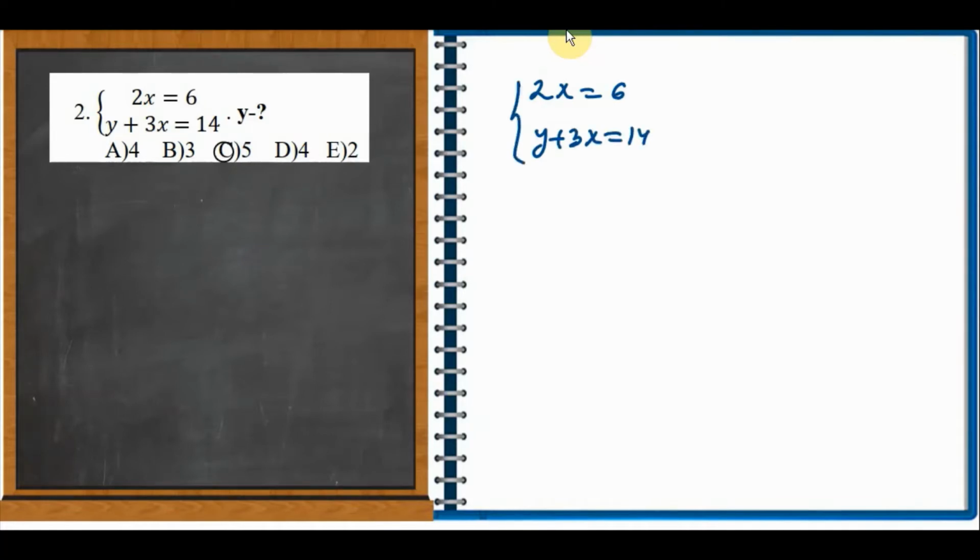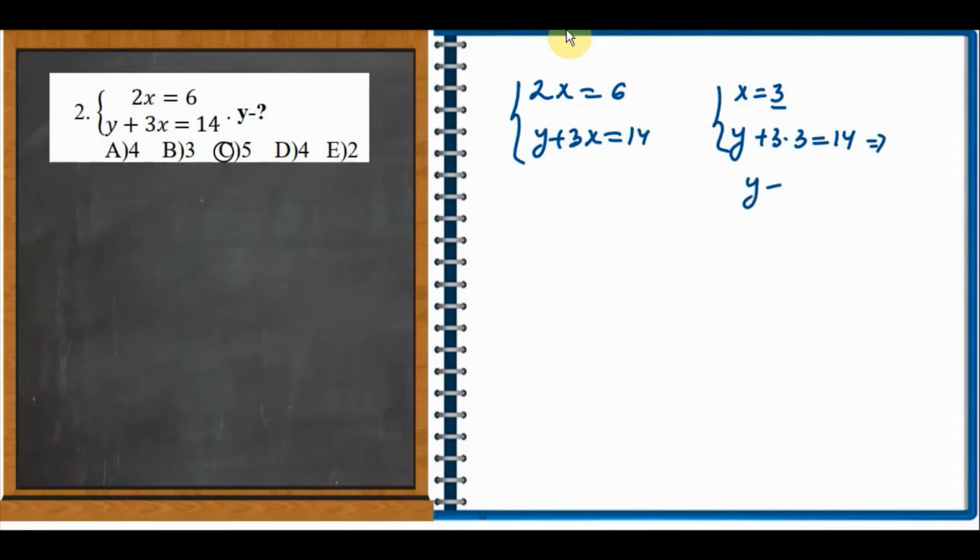Now, let's have a look at the first equation. We can say that x is equal to 3. Now, we can substitute the value of x into the second equation. We will get y plus 3 times 3 equals 14. Now, all we need to do is just solve the second equation.